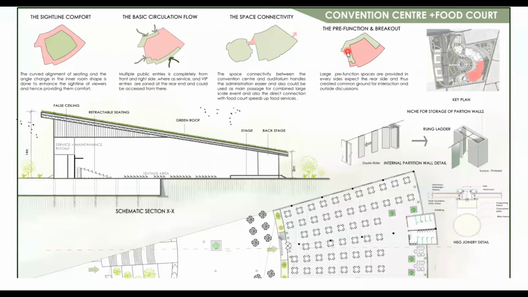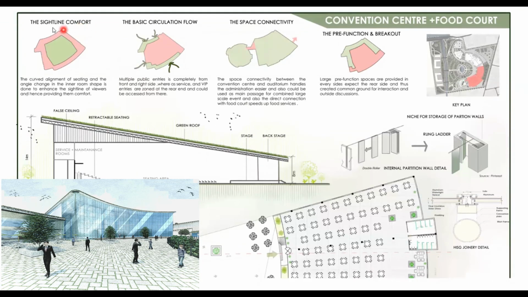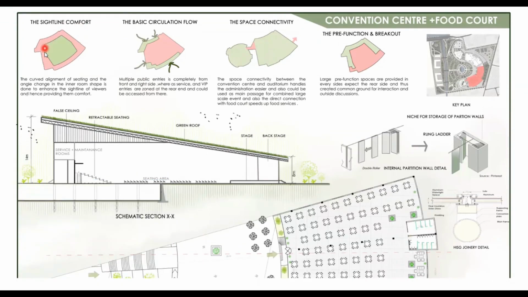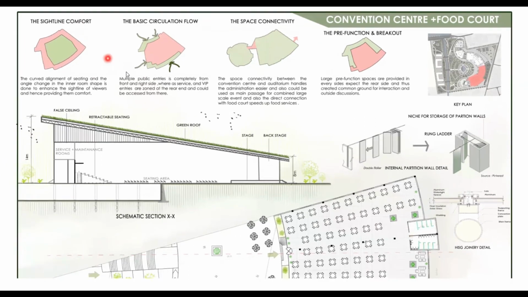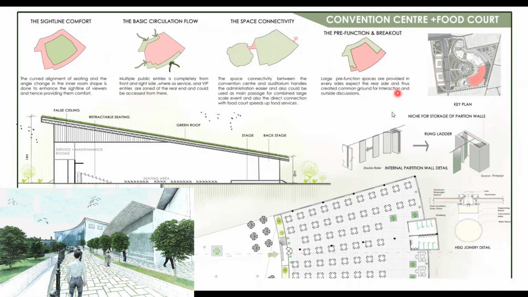Here comes the main convention center. Even though the convention center is also of a trapezium shape, the inside hall is angled a bit to provide sightline comfort. The basic circulation flow is that the front portion will be for the public, and there are service entry and staff entry from the rear side. Space connectivity is ensured to the nearest auditorium hall, and several pre-function spaces and breakout spaces are also provided.